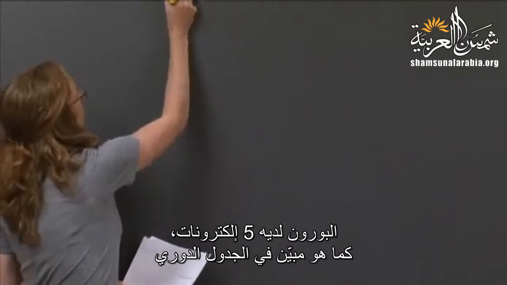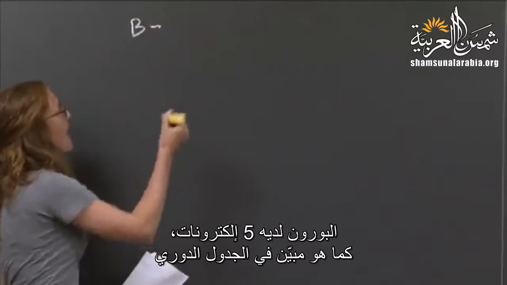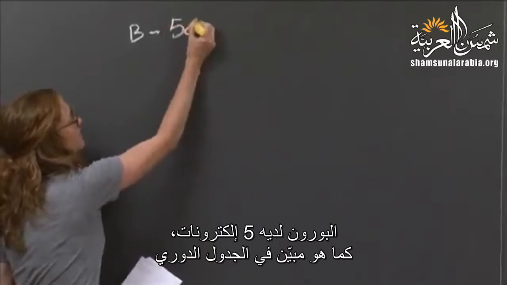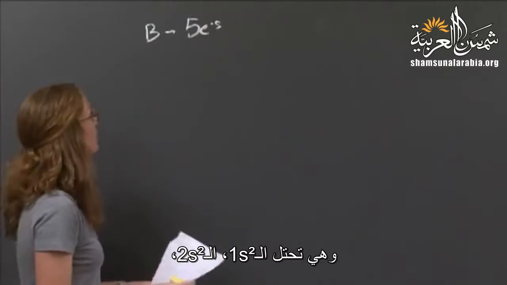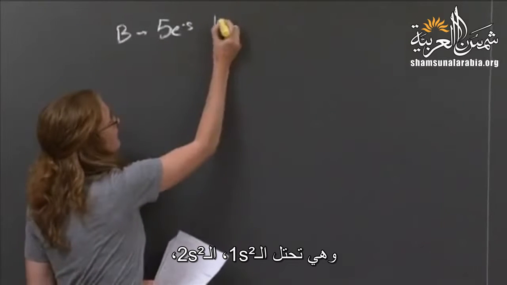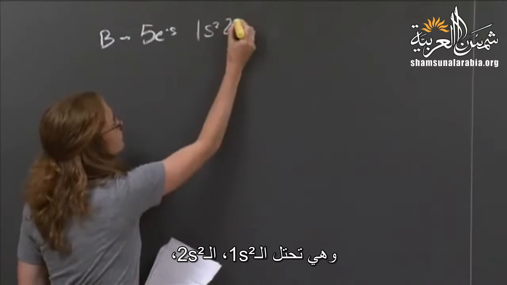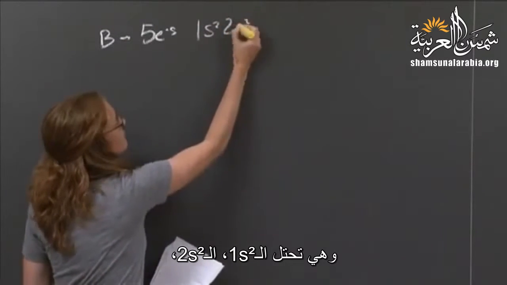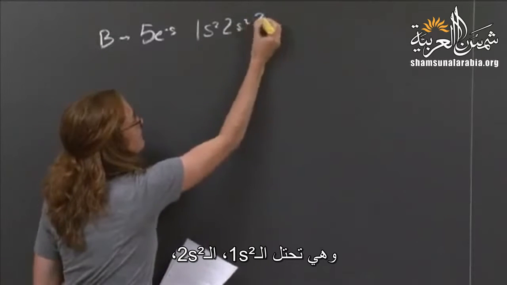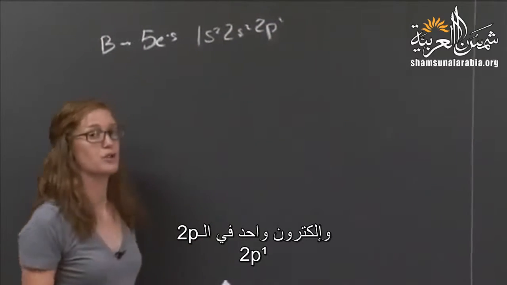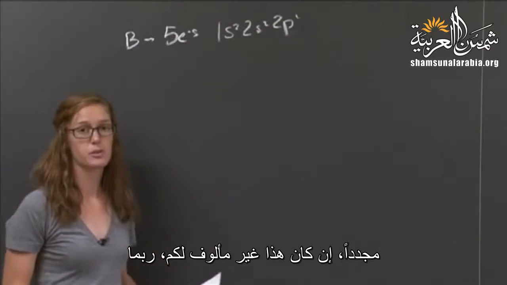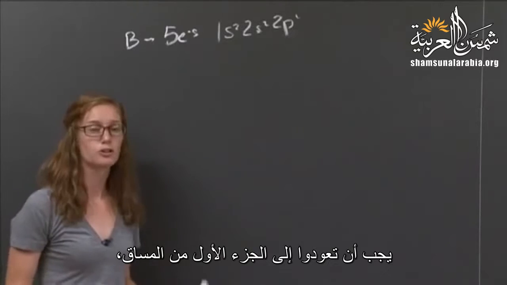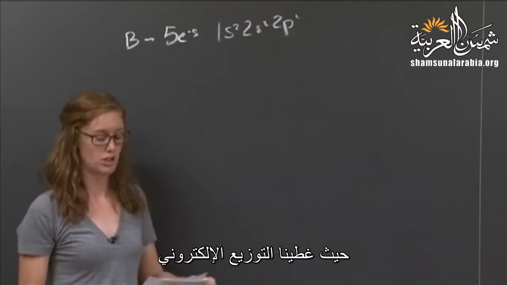So boron has 5 electrons, as we can find out from our periodic table. And they occupy the 1s, the 2s, and 1 electron in the 2p. Again, if this seems unfamiliar to you, you might want to go back to earlier in the course where we went over electron configuration.